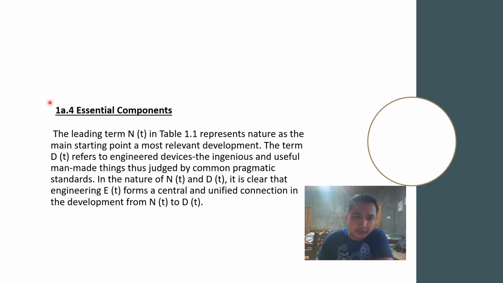Essential components. The leading term in Table 1 represents nature as the main starting point and most relevant to development. The term DT refers to engineering devices, the ingenious and useful made things judged by common pragmatic standards in nature. In INT and DT, it's clear that engineering ET forms a central and unified connection in the development from INT to DT.